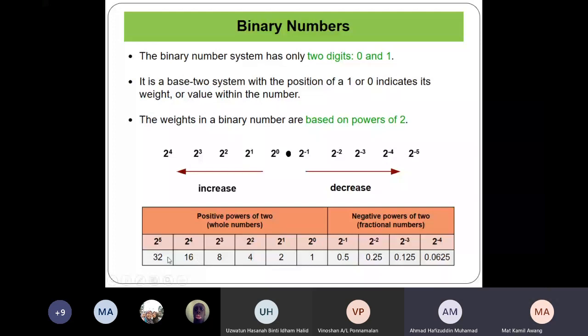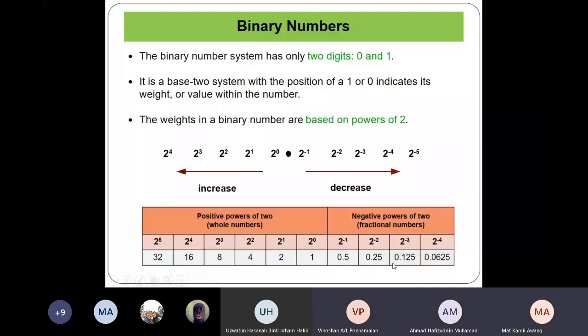For binary, the weightage is 1, 2, 4, 8, 16, 32. After 32, what? 64. After 64, 128. After 128, 256. After 256 is 512, and so on. Okay.